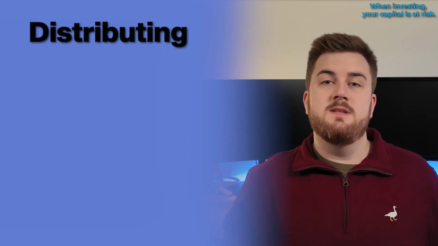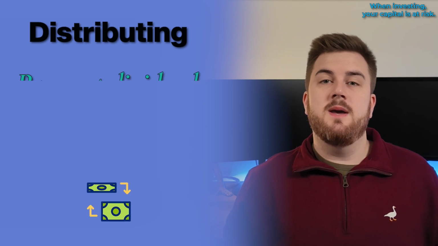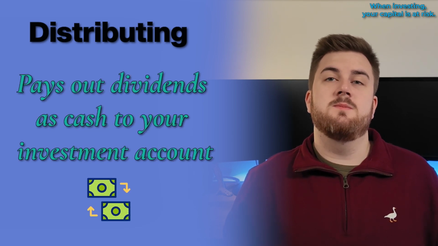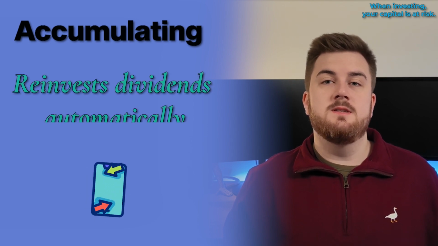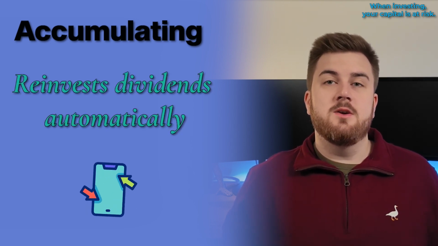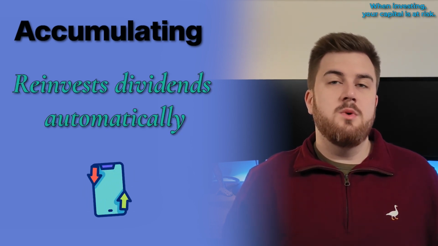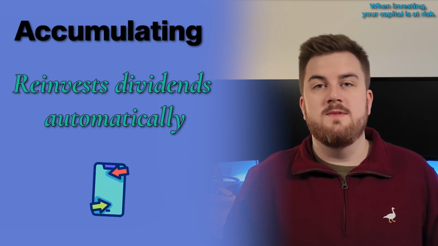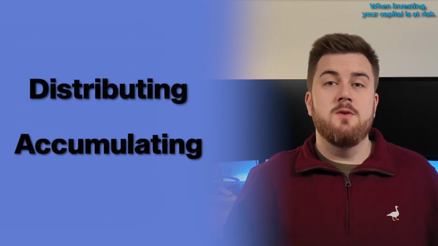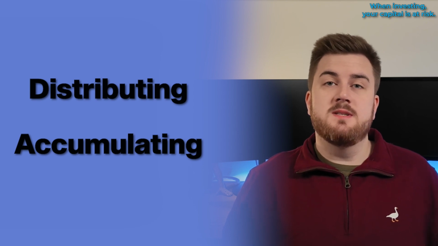Like with any type of ETF, a distributing global fund pays out dividends as cash into your investment account. On the other hand, an accumulating ETF reinvests the dividends at fund level. This in turn increases the fund's value. Whilst you won't see these dividends, the share price performance reflects the impact of those reinvested dividends. The total return for both is likely to be the same. It mainly comes down to preference.